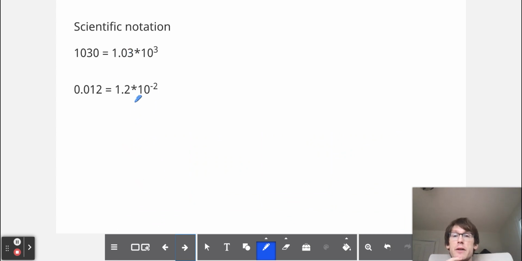Moving on to scientific notation, if we have 1030, that is going to be 1.03 times 10 to the third, because if we move the decimal place over, it's 10 to the third that we're multiplying by putting the decimal point next to the 1. Similarly, if we have 0.012, we need to move the decimal point, but in the opposite direction, we're multiplying 1.2 times 10 to the negative second to get this value.